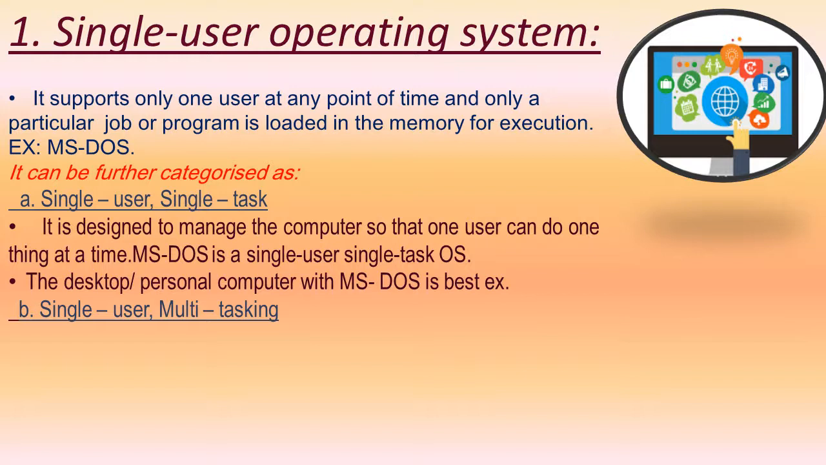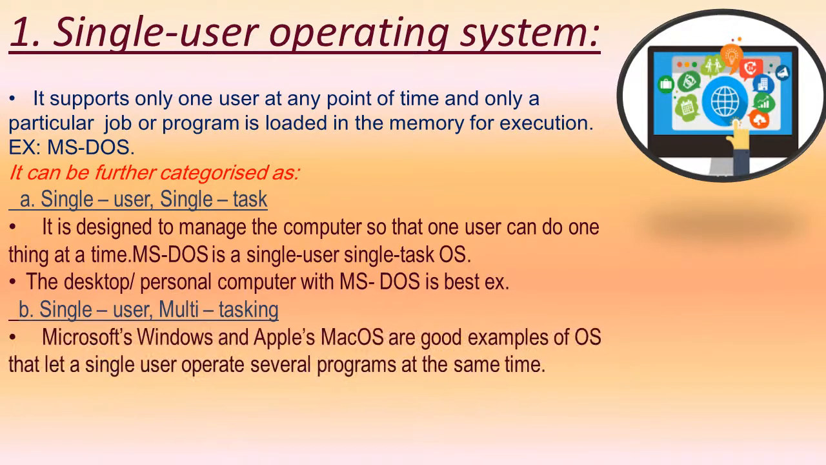The second one is about single user multitasking. Means nowadays we are using Windows and all. In that, only one user can perform more than one task at the same time. Microsoft Windows and Apple Mac operating system are good examples of operating systems that let a single user operate several programs at the same time.